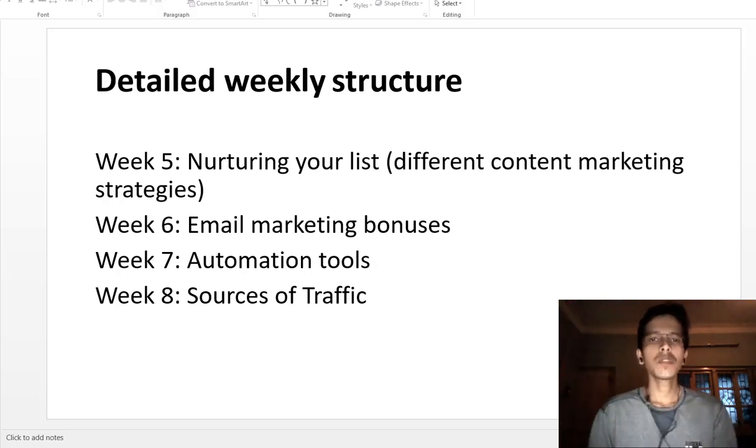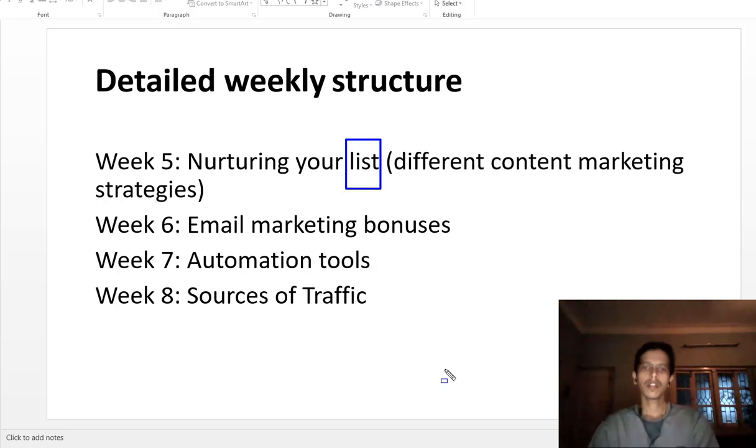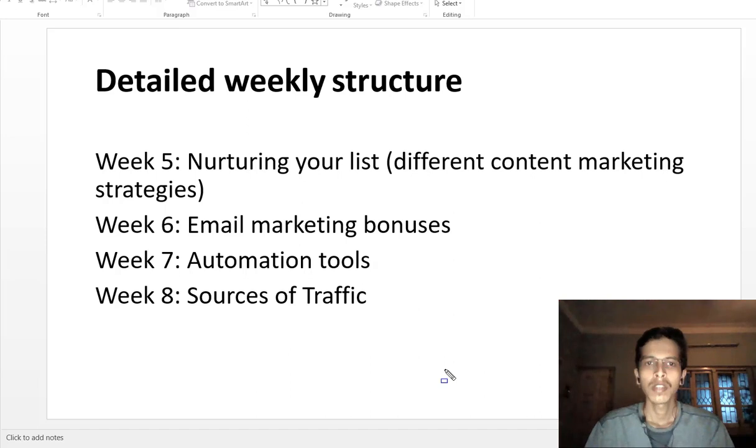Or don't think of it as a list. The main factor is that you have to think of it in terms of customers. So you have to nurture your customers. In every business, the main purpose is to nurture customers. So that is that. Then week 6 is going to be based on email marketing bonuses.